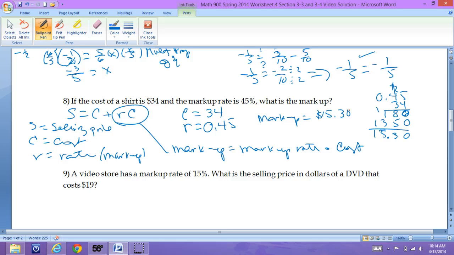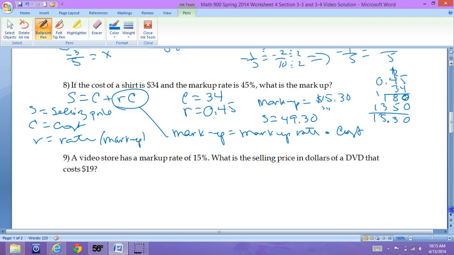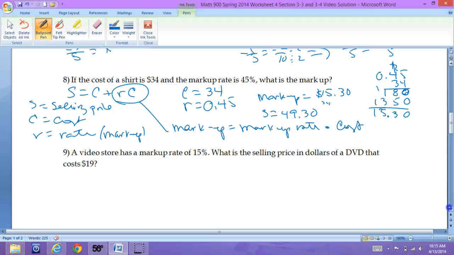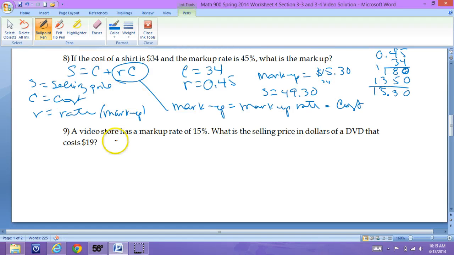So the cost is 34, the markup is this, which means your selling price, which is not required in this problem, but the S price is going to be 34 plus that, which is $49.30. So that's a pretty big markup, 45%, but really in today's world, that's about what it has to be for businesses to make money. So we're going to go down to this next problem, which probably will use the entire formula this time. The first problem was just an introduction.